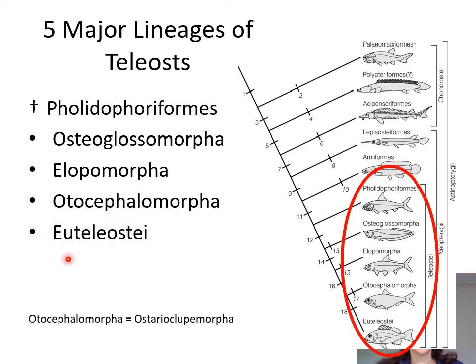The Euteleostei are too big to include in this lecture, and they'll get their own in the next one. But as you're reviewing the information presented today about 4 of the 5 major lineages of teleosts, as always, if you have any questions, please let me know. Thank you.